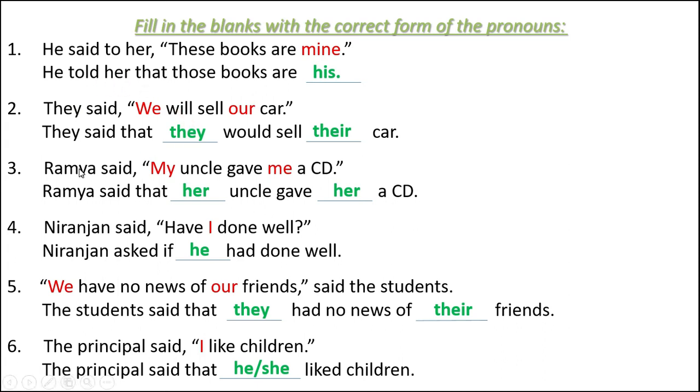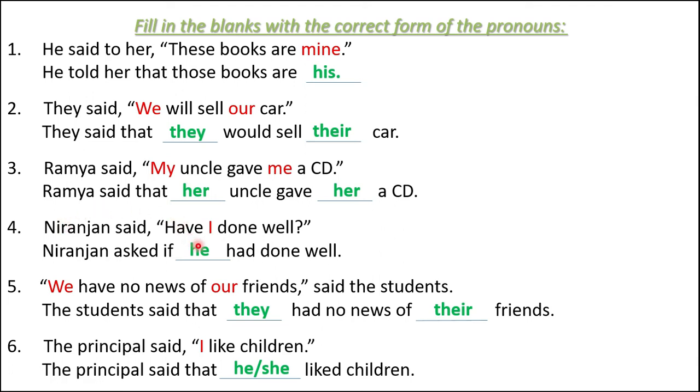Ramya said, "My uncle gave me a CD." Ramya said that her uncle gave her a CD. Here my, first person pronoun, Ramya, she, but you can't say Ramya said that she uncle gave, so we use the correct case here. Her uncle gave her a CD. Niranjan said, "Have I done well?" Niranjan asked if he had done well. So here I is first person, subject Niranjan comes here.